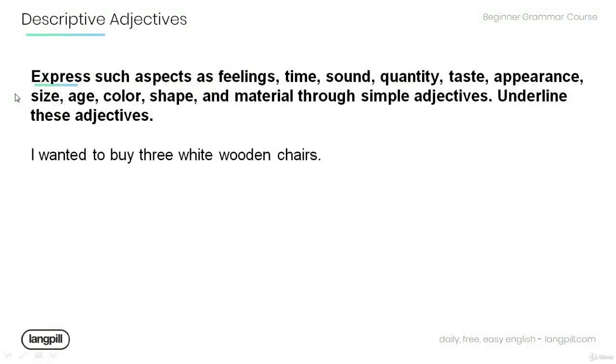Remember that we express such aspects as feelings, time, sound, quantity, taste, appearance, size, age, color, shape, and material through simple adjectives. Read the following sentence and underline these adjectives. I wanted to buy 3 white wooden chairs. 3. White wooden.